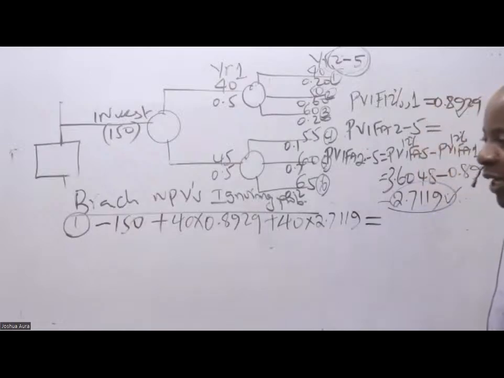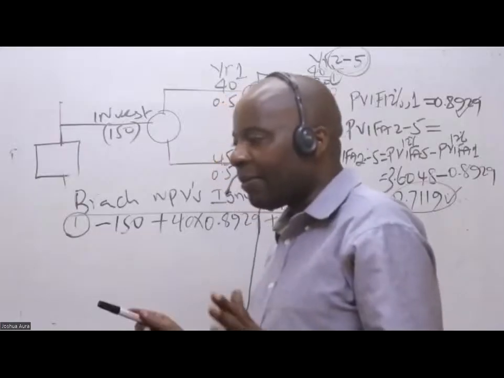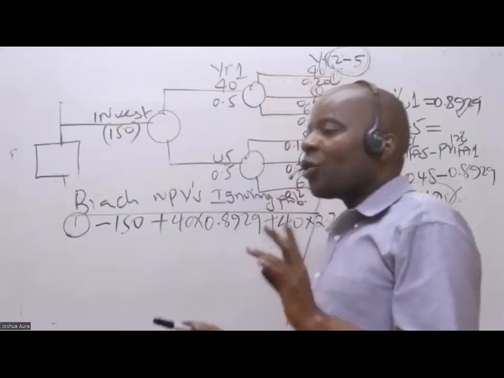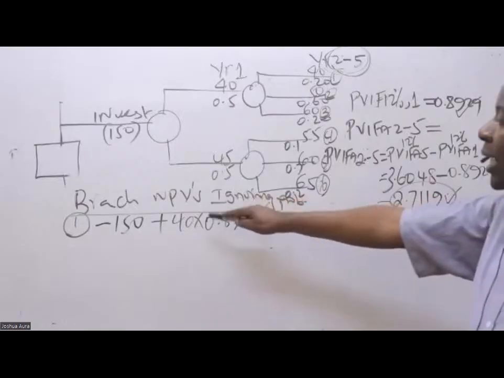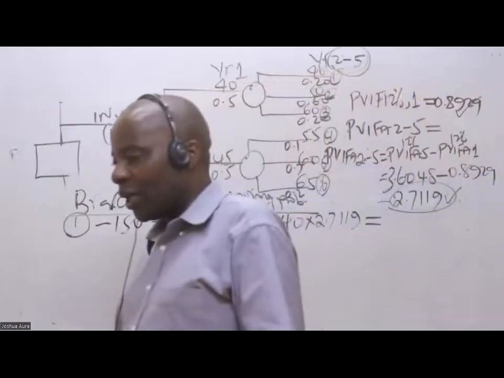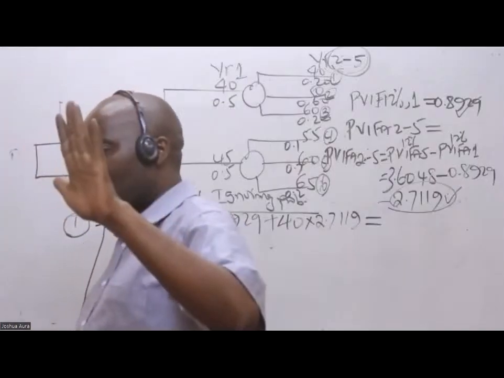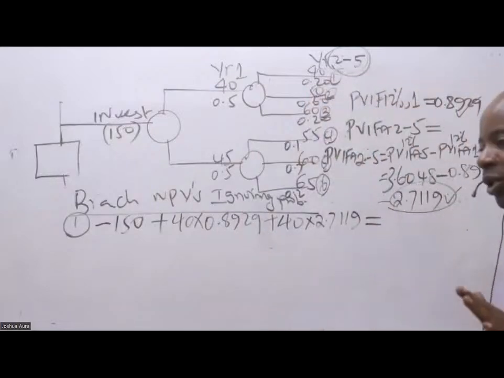Which figure will it give us at the end of the day? It will be the same. Even if you go up or down, it will always be the same answer. In this particular case, could you kindly give me your answers in 2 decimal places? Remember, as you calculate your branch NPVs, you're always ignoring probabilities, and I want answers in 2 decimal places.